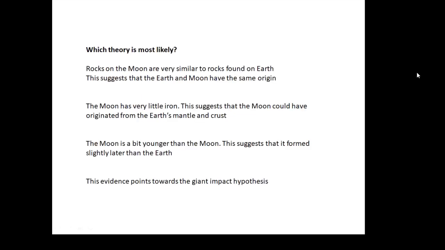So which theory is the most likely? Well, the evidence is rocks on the moon are very similar to rocks found on Earth, and that suggests that the Earth and the moon have the same origin. The moon has very, very little iron, and that suggests that the moon could have originated from the rocks that make up the Earth's mantle and crust. In other words, the outside bit of the Earth. The moon is a bit younger than the Earth, and that suggests that it formed slightly later than the Earth. And these three bits of evidence do tend to point towards the giant impact hypothesis. So scientists reckon that that is the most likely.